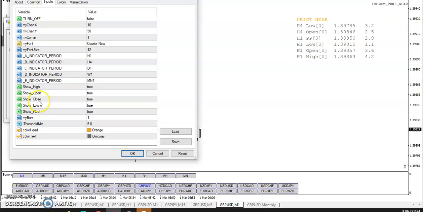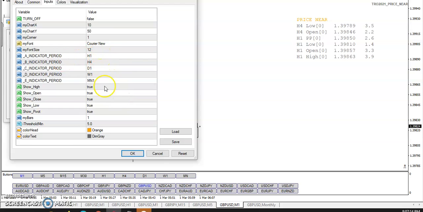I wonder why I had low before close in the inputs. That should be open, high, low, close. I think I did that for a reason though. I don't quite remember the reason, but I'm pretty sure it's because of the way I coded it inside the indicator. I wanted the highs before the opens, and then the close after, and then the lows at the bottom there, and then the pivots.